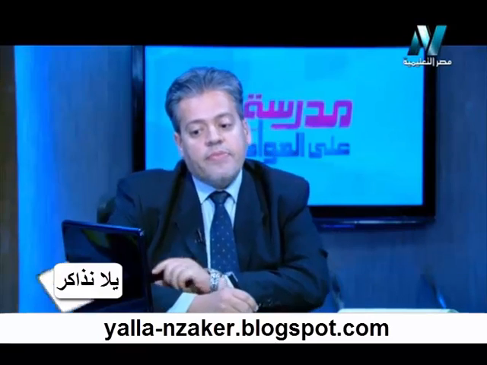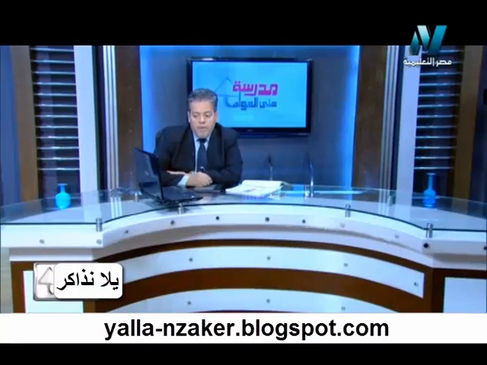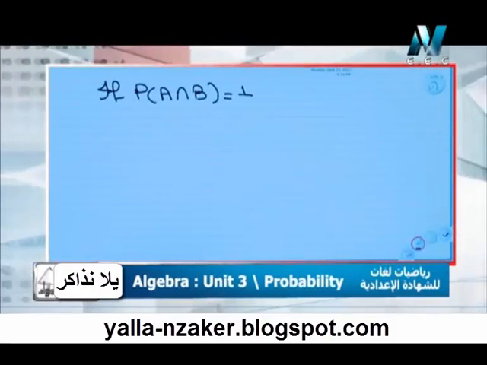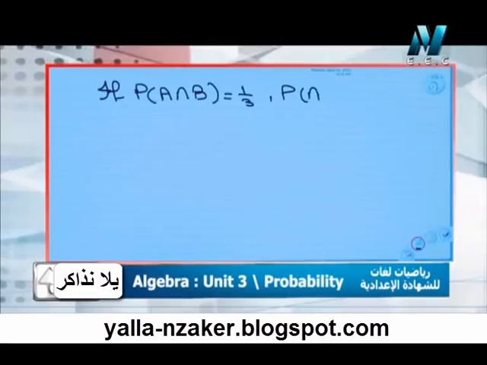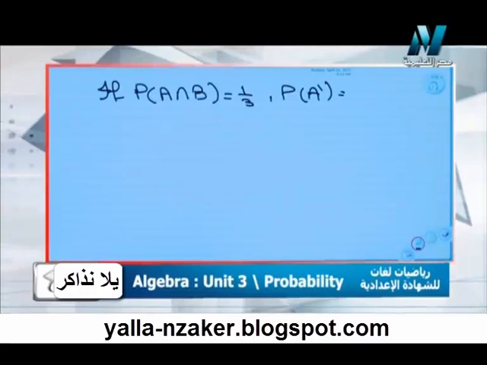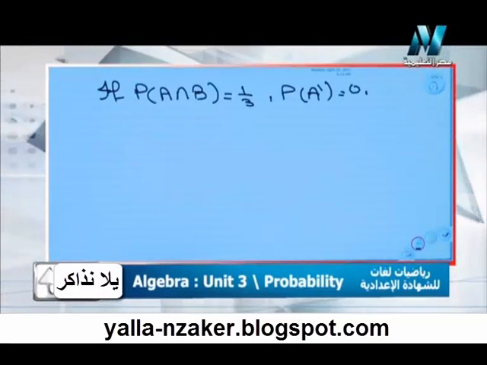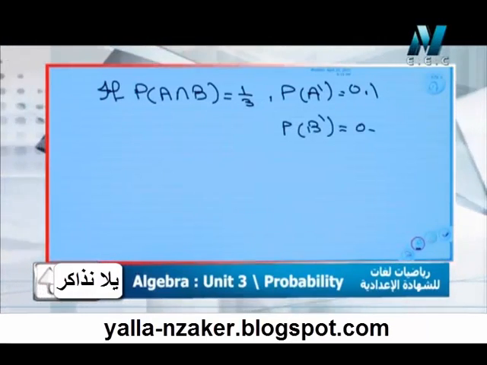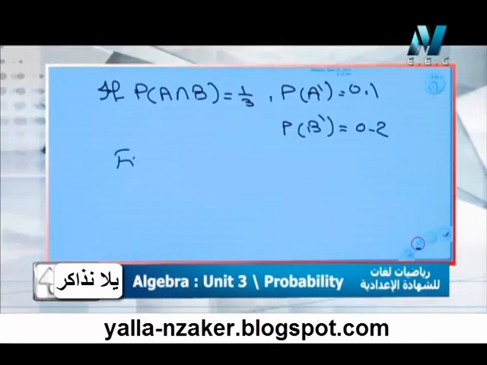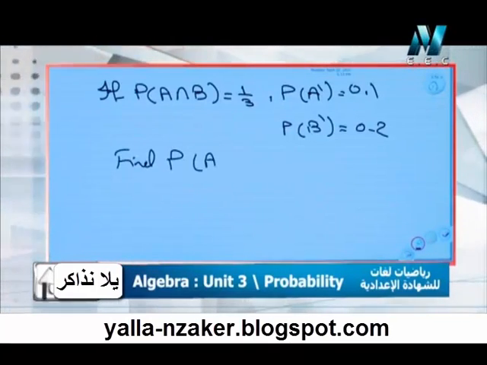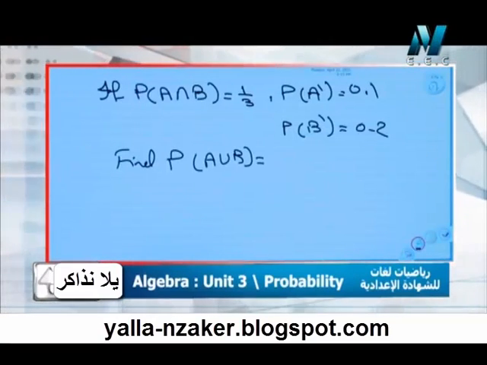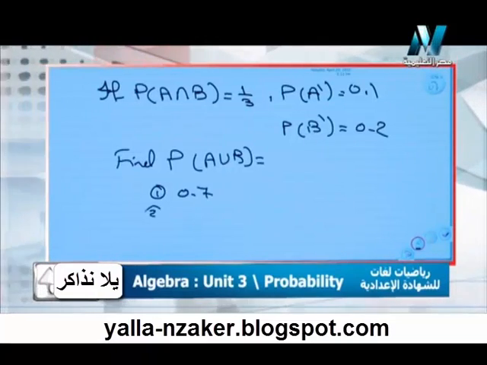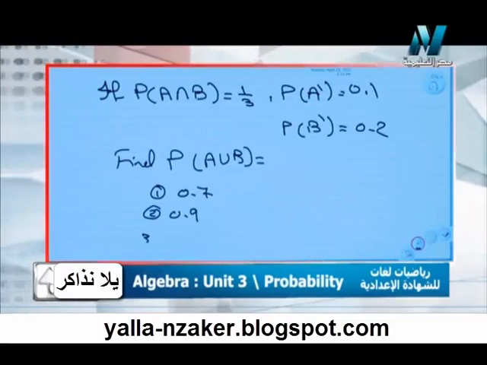If the probability of A intersect B equals 1 over 3 and the probability of A complement equals 0.1 and the probability of B complement is 0.2, find the probability of A union B. Choices: Number 1, 0.7. Number 2, 0.9. Number 3, none.